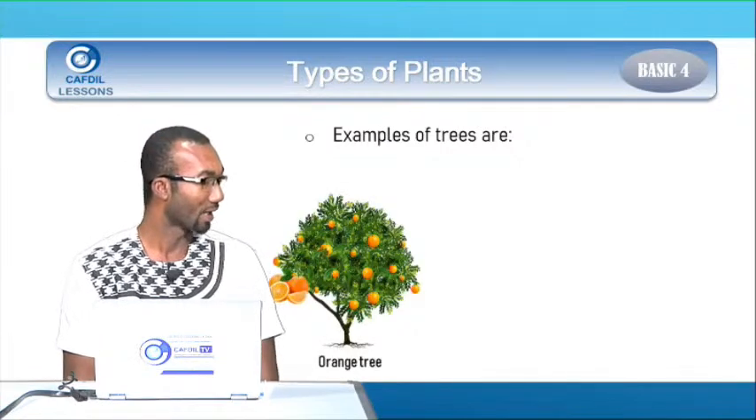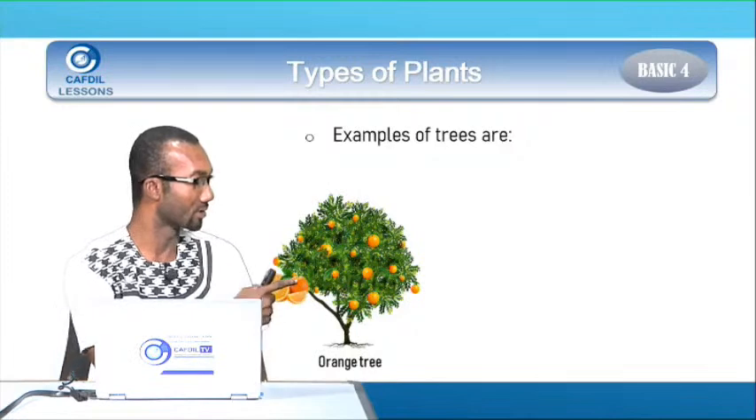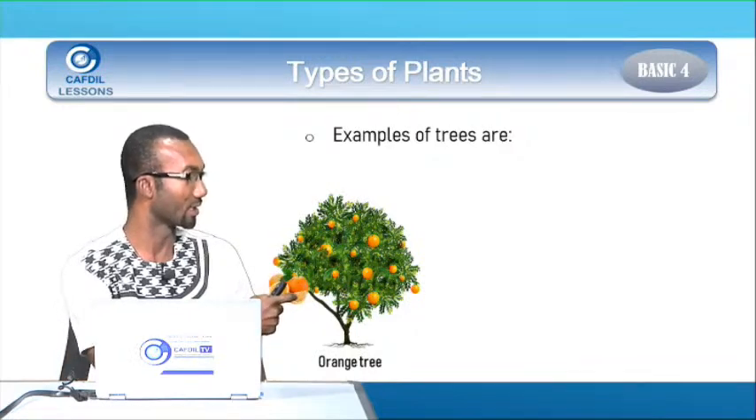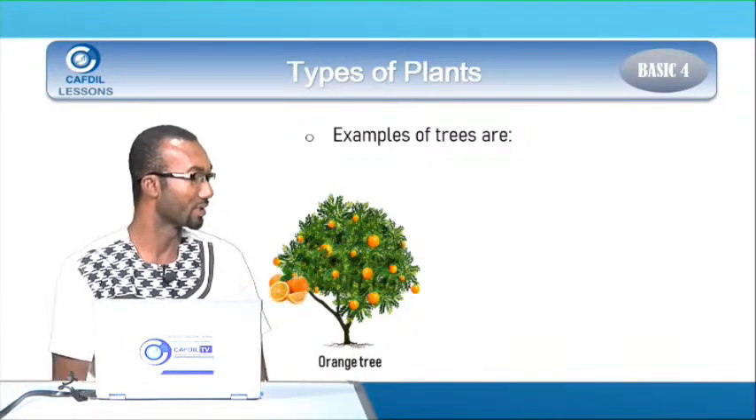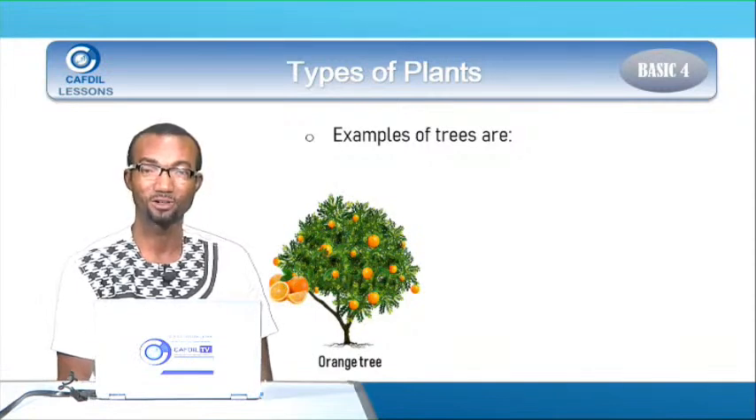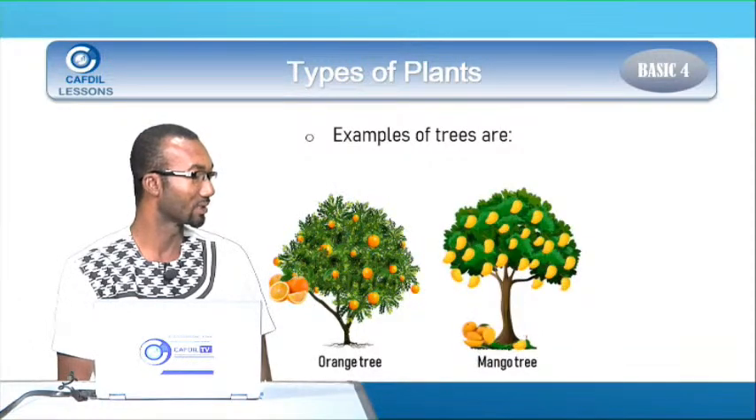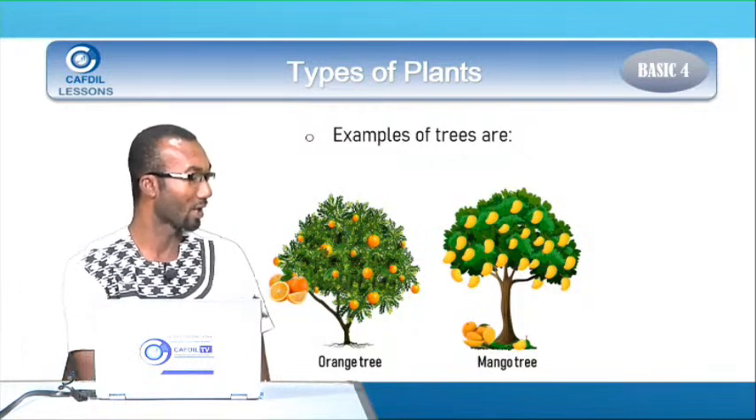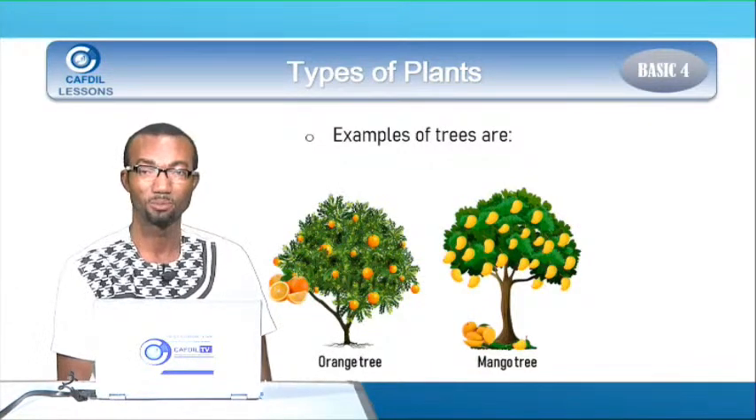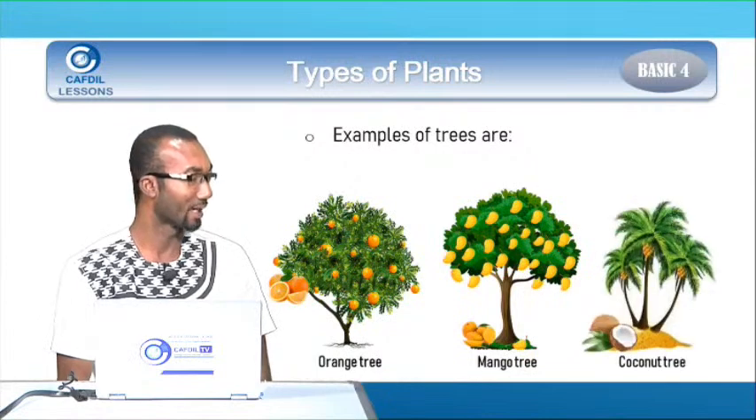Now let's look at some examples of plants that are grouped under trees. Okay, we have an orange tree. I believe some of you have seen an orange tree before. We get oranges, and when we take these oranges, we get a lot of vitamins from them. Then we also have mango tree. And then the last one, we have coconut tree.